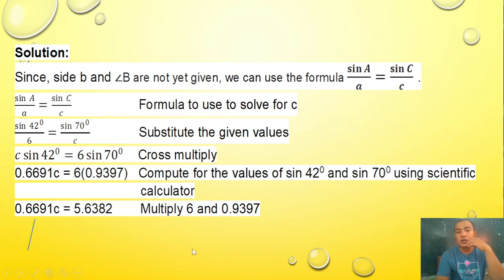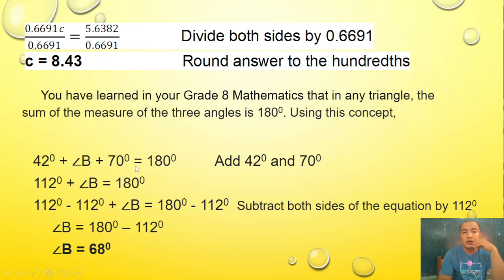In trying to solve for side c, we're going to use the formula sin A over a equals sin C over c. Substitute: sin 42 over 6 equals sin 70 over c. Cross multiply. Sin 42 times c equals sin 70 times 6. Divide both sides by sin 42. This is now the final answer, 8.43.